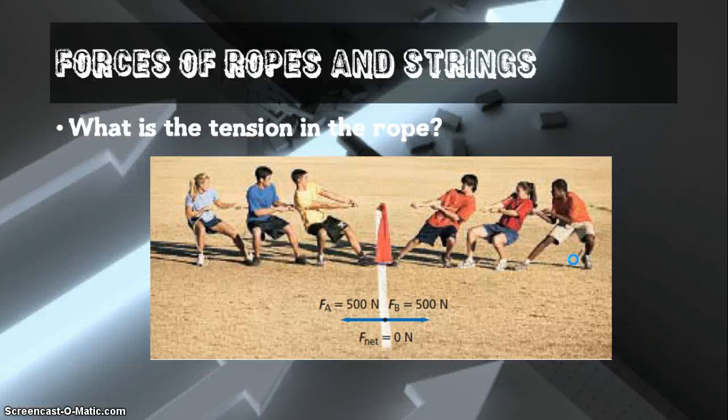And if we think of a tug of war battle, if you have each team pulling on the rope with 500 newtons, it might seem like the tension would double in the rope. That you would have 1,000 newtons of tension in the rope, but that's not true. If you think about it, this team is pulling on the rope at 500 newtons, so that means the rope is also pulling on this team at 500 newtons.